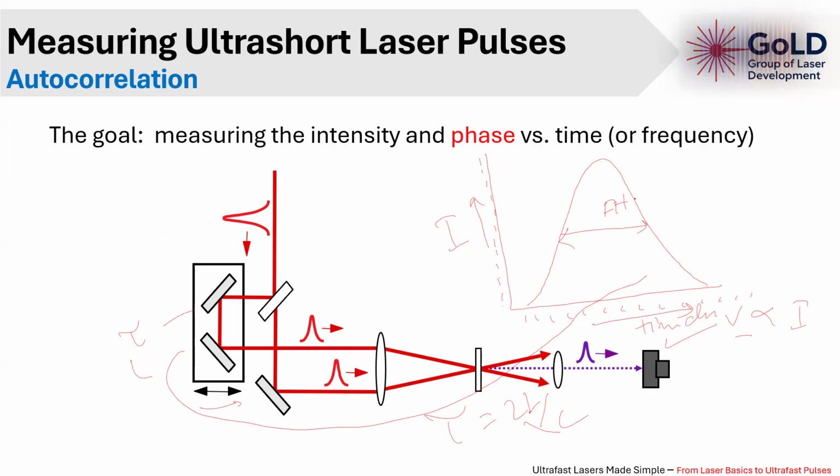Full width half maximum. Okay, so multiply this one with the factor, and that will be the value of your pulse duration. In time it will definitely be, because this is the time scale. Okay, this is how it is done in actual measurement.